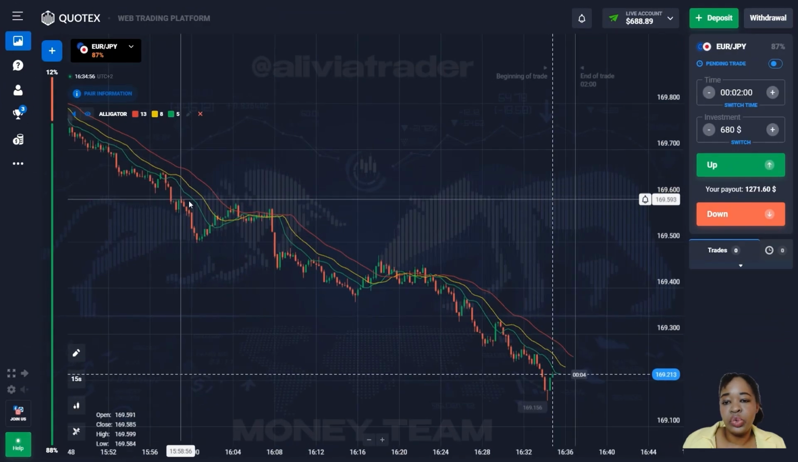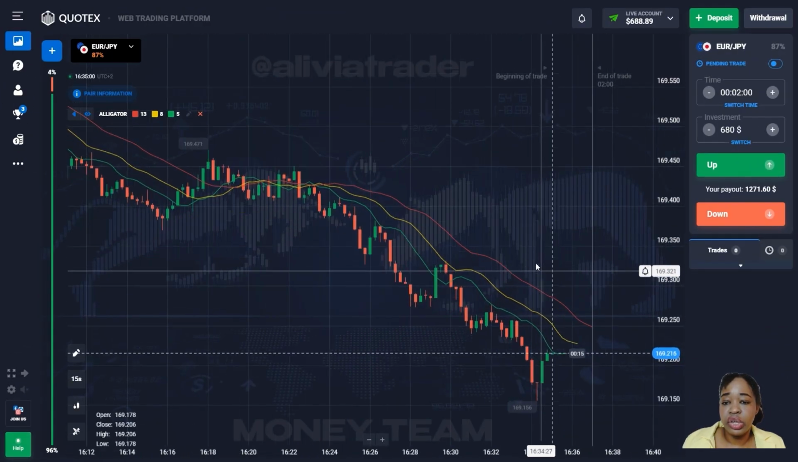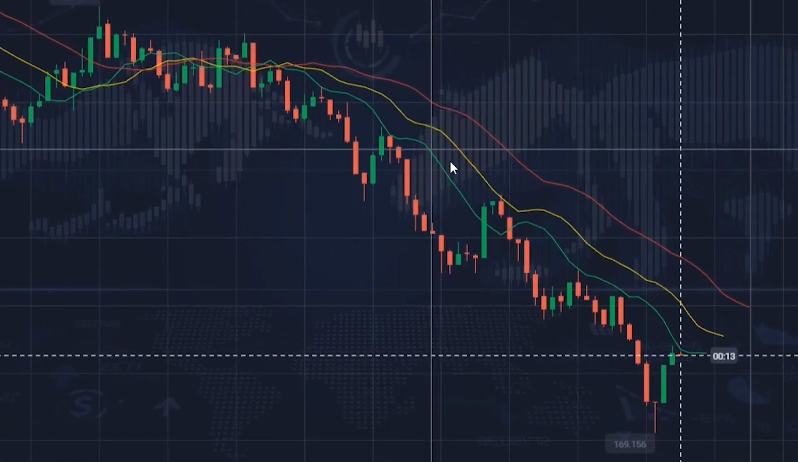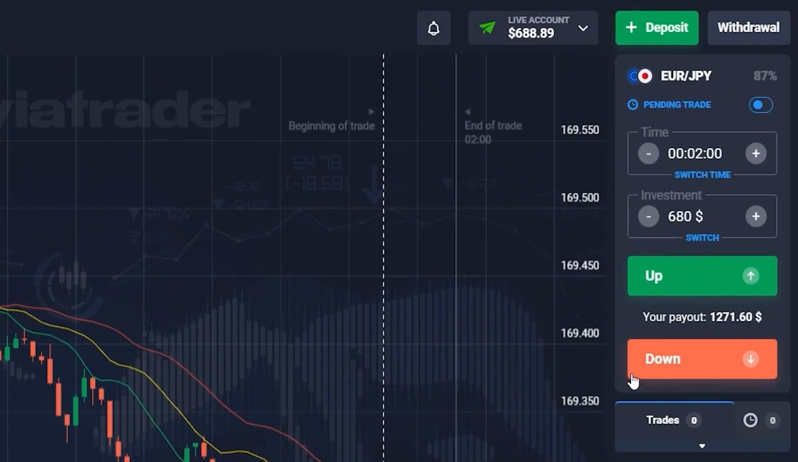Here we have a good confident down trade. At the same time, I can see the green moving average is located below the rest, and this is a sell signal. Therefore, I'm going to open a 2 minute down trade as I think that the price will continue to move downward in the near future.